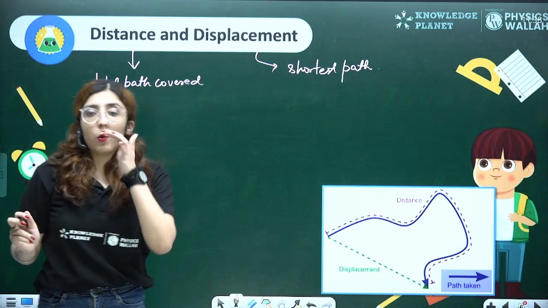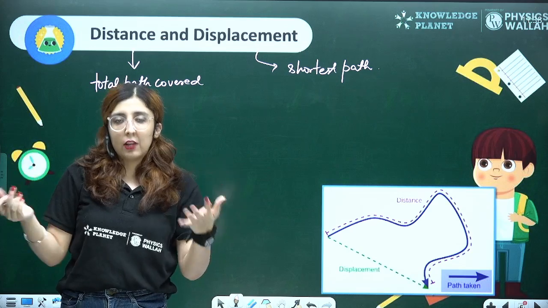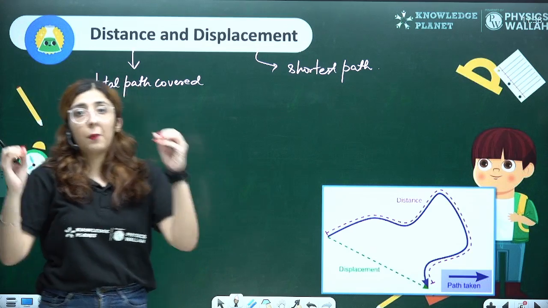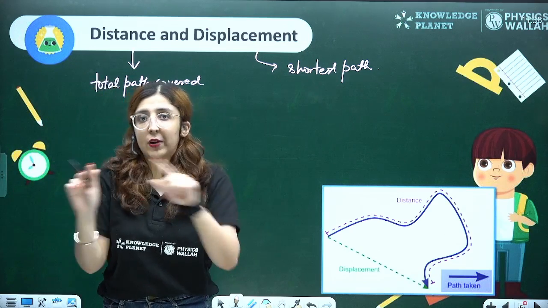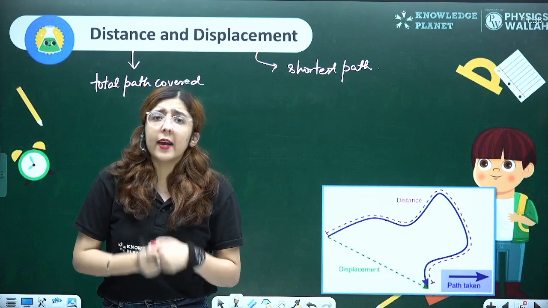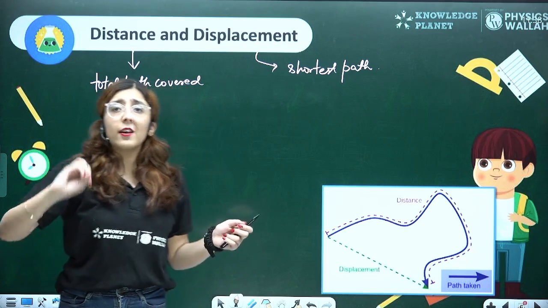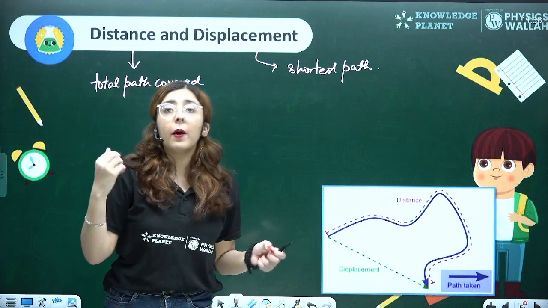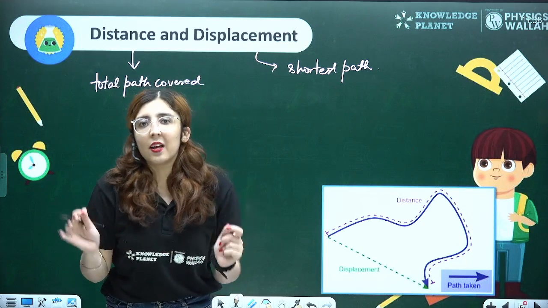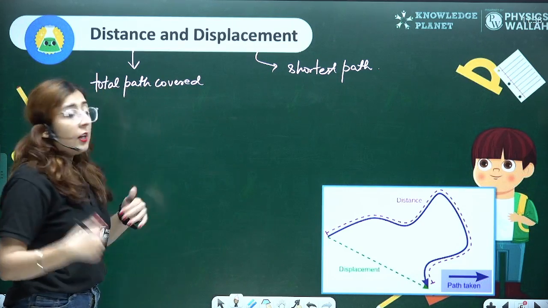Now, remember one thing: if there are two places and you have to reach from one place to the other, the shortest path between the two will always be a straight line. So keep this in your head: whenever you talk about the shortest path, it can be found by joining them through a single line. Now, talking about distance, everyone, distance is the total path covered.